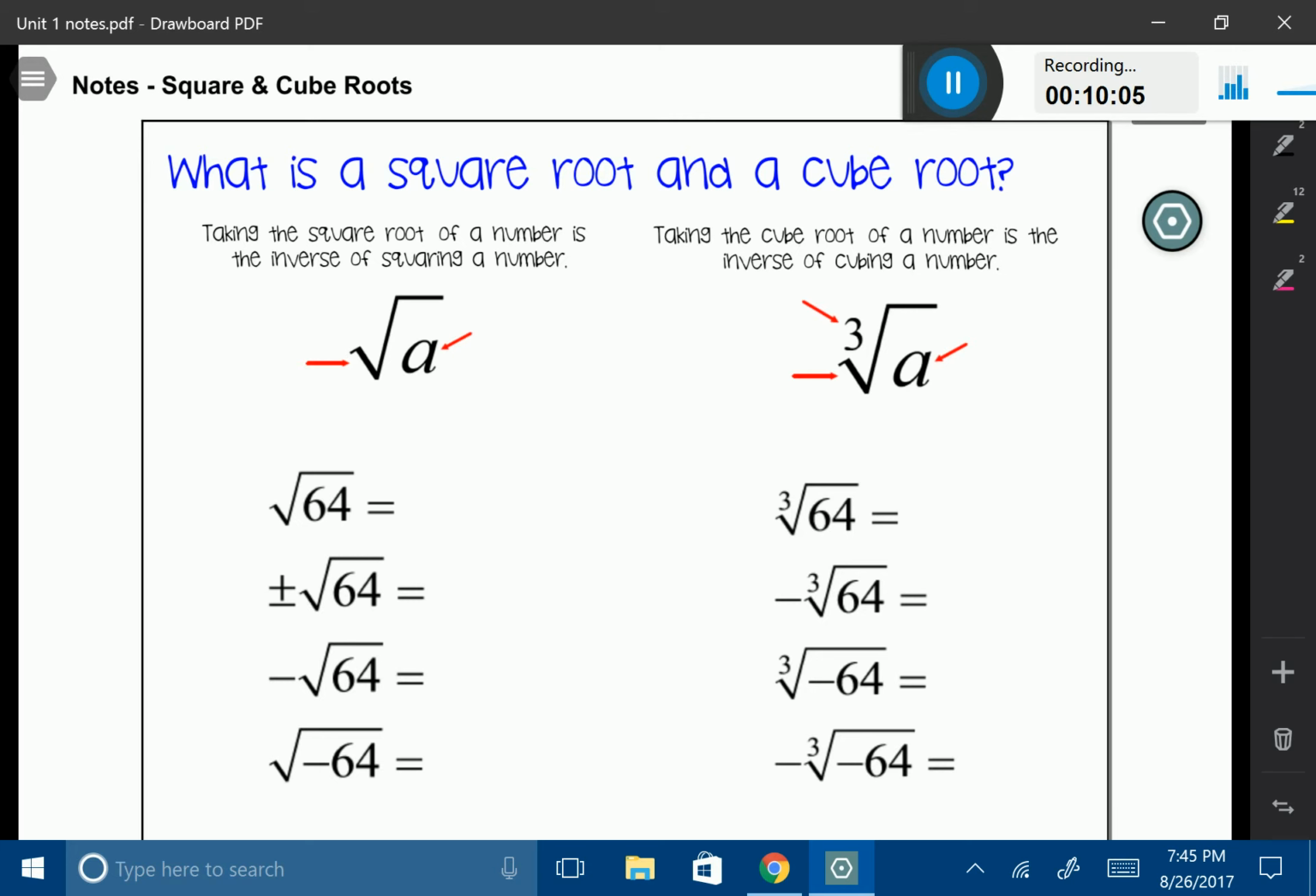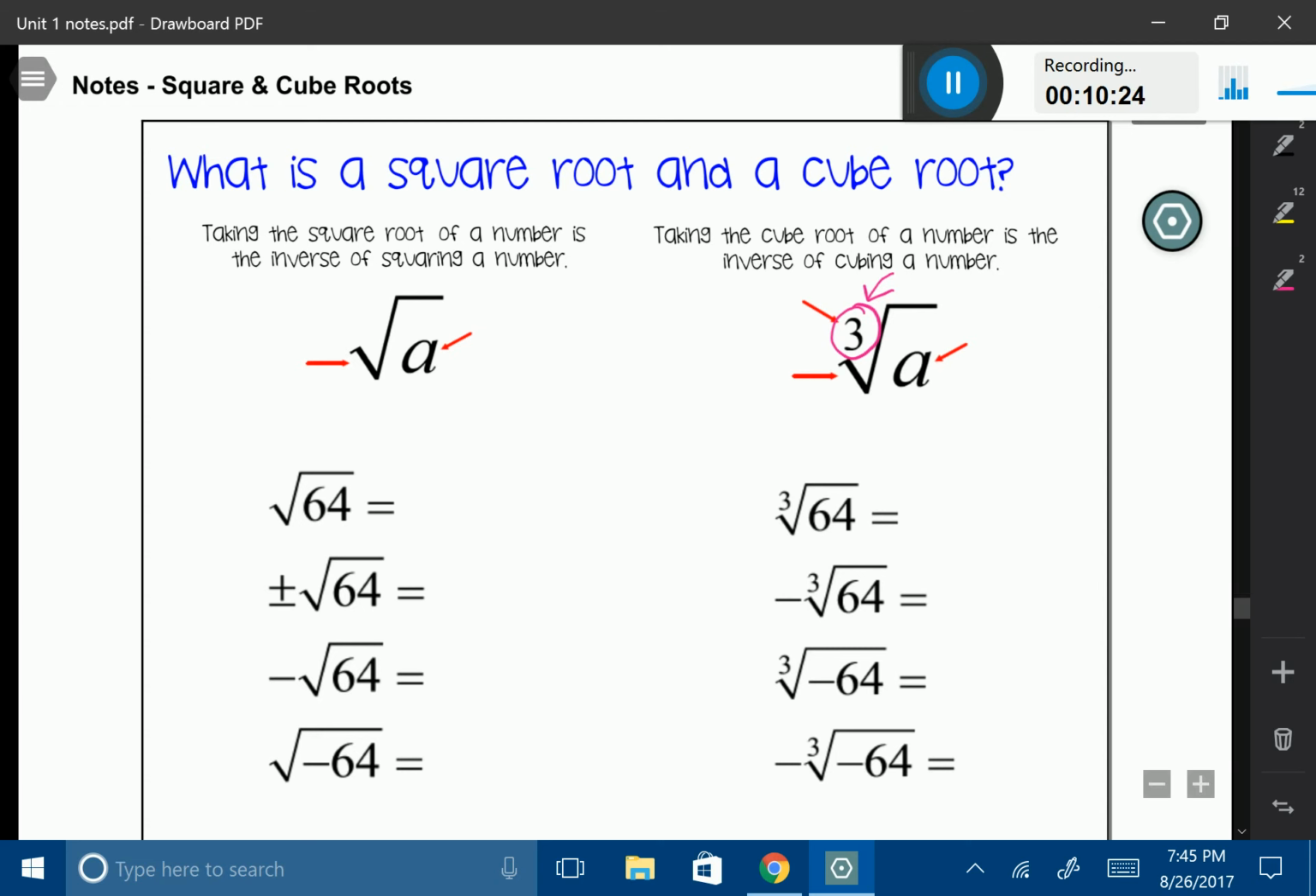And it looks like this below. The only difference is the little 3 here. And sometimes you can take the 4th root and the 5th root and the 6th root. And the only thing that will change is this number right here. But this year we're really just going to focus on the square root and the cube root. Okay, so some different symbols that you might see here.